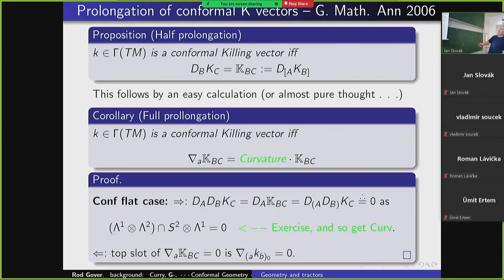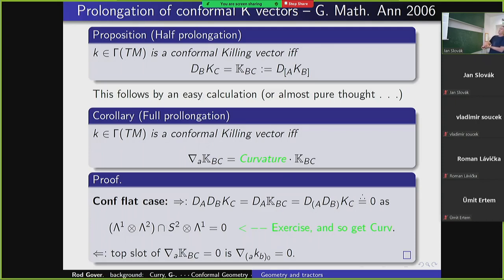And then, with the half prolongation, you hit this with this Thomas D operator. And it's actually quite easy to show. So you can either calculate, or you can do this almost by pure thought, that this Thomas D operator acting on K is skew if and only if the conformal Killing equation holds, right? So this sort of looks like the Killing equation now, but we've removed the trace term, but that's sort of built into the tractor part, right?